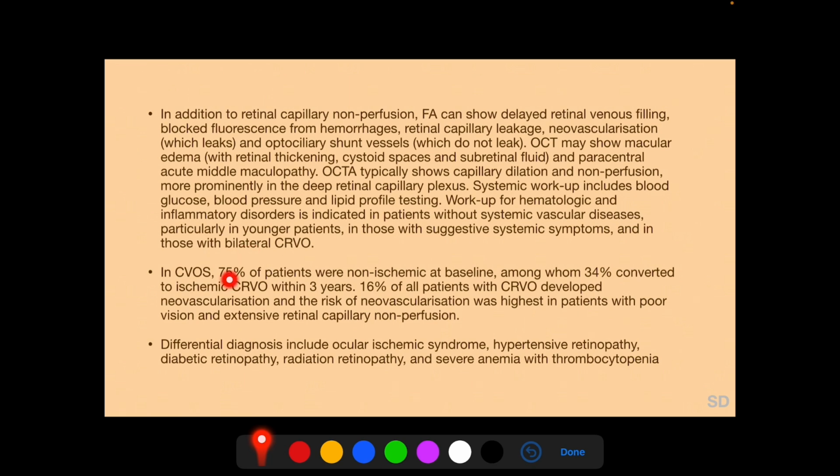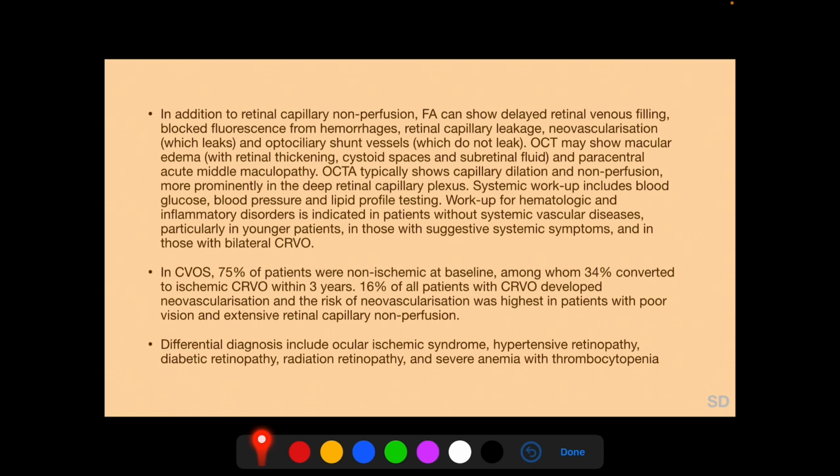In CVOS, 75% of patients were non-ischemic at baseline, among whom 34% converted to ischemic CRVO within 3 years. 16% of all patients with CRVO developed neovascularization in CVOS, and the risk of neovascularization as determined by CVOS was highest in patients with poor vision and extensive retinal capillary non-perfusion at baseline.